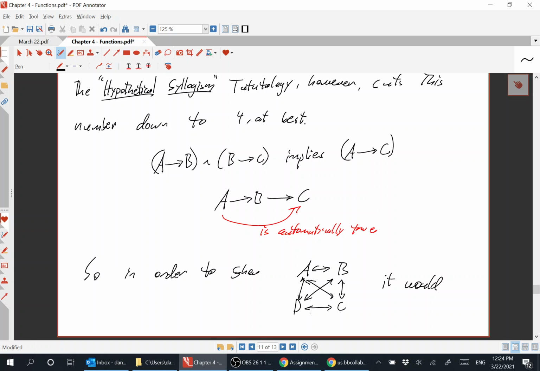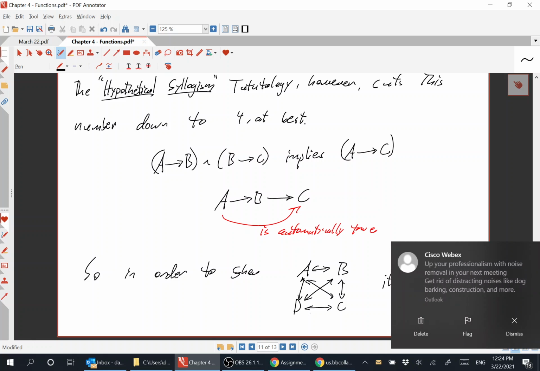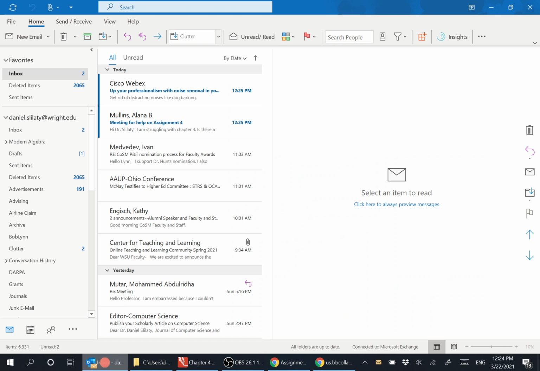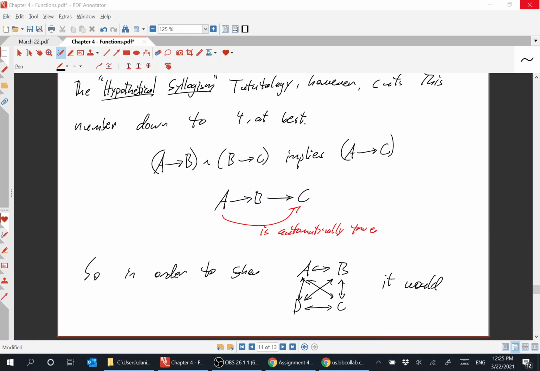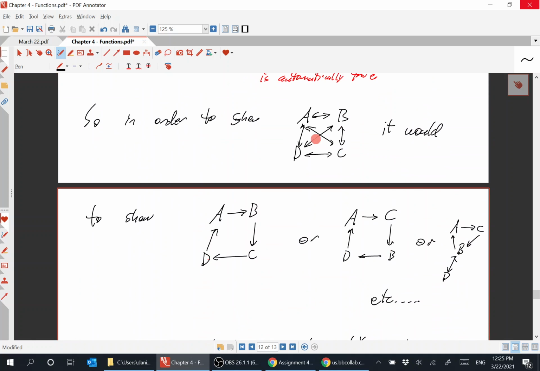Because you can use this tautology called hypothetical syllogism, which says, when you have A implies B and B implies C, then you get A implies C for free. So arrow from A to B and arrow from B to C gives you arrow from A to C automatically. So to prove all 12 of these arrows, this is enough. Because I can get from any one point to the other in both directions. I can go from A to D this way and D to A that way. A to C this way and C to A that way.